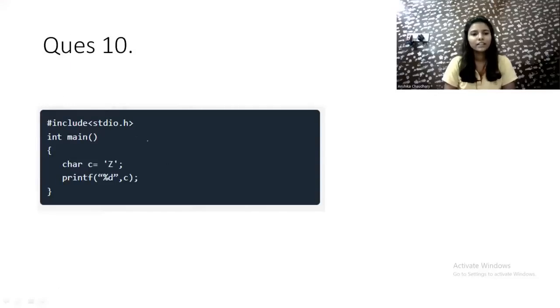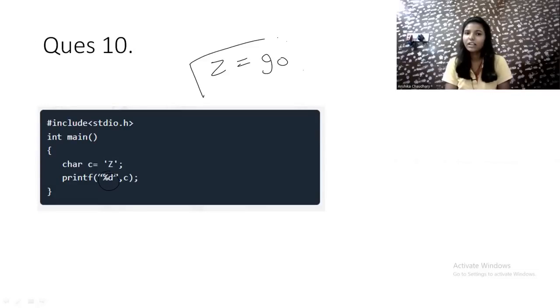Next question is a code in C language with a character c, and it is assigning a character value Z, and we have to print the integer value of this Z. Integer value means the ASCII code of this Z. If it is %d, then we have to print the integer value. What is the ASCII value of capital Z? The capital Z ASCII value is 90. If you don't know, then go and check the ASCII value table. You will get the answer. So the answer to this question is 90.